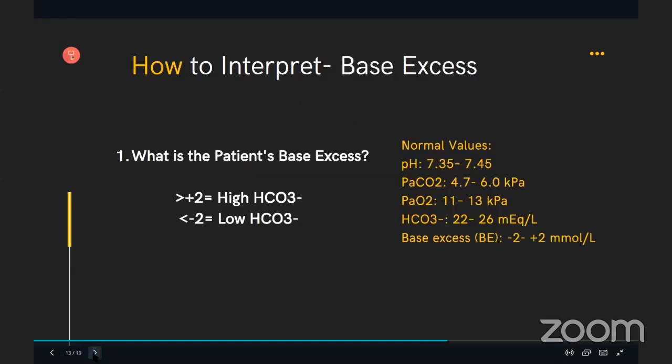Just a quick word on base excess. Base excess is another value that you get given on ABGs, and it's a bit of a surrogate for HCO3 minus. So high HCO3 minus correlates to high base excess, and a low HCO3 correlates to a low base excess. It's just another thing that you can look at on the ABG to try and work out what's going on.